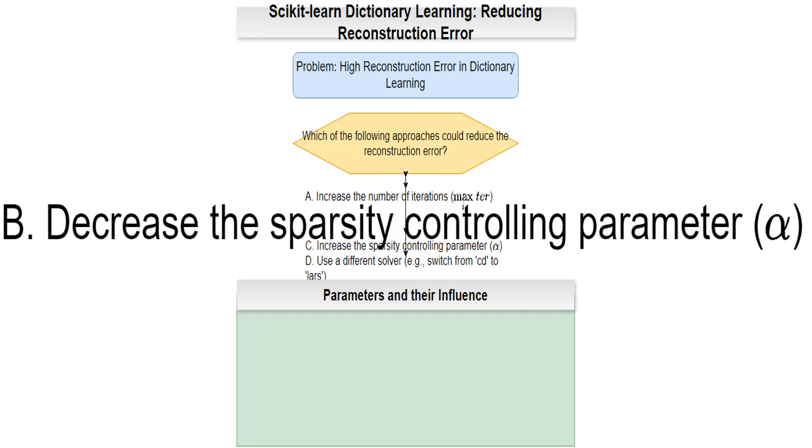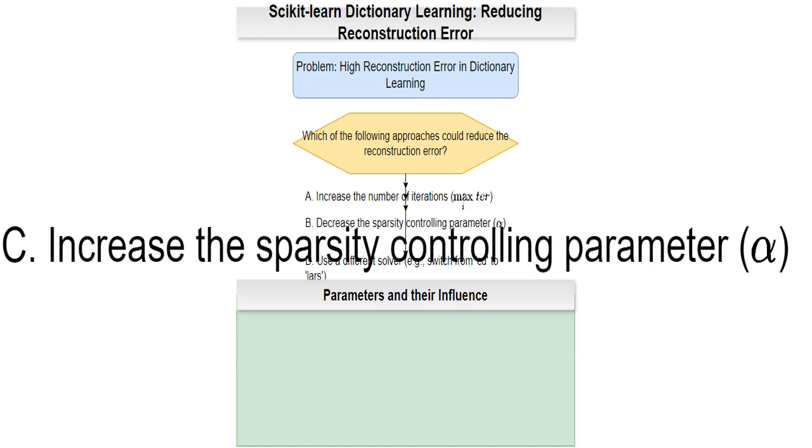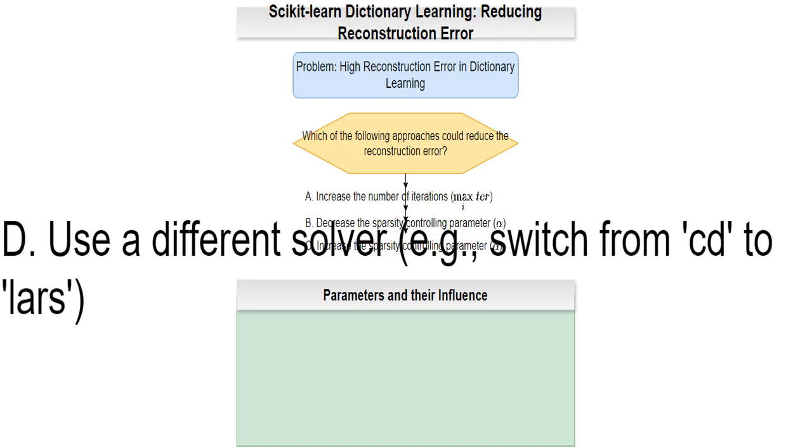Here, _alpha controls how simple, or sparse, the representation is. Decreasing _alpha allows more complexity, potentially capturing more detail. It's like having more types of Lego pieces to use. Increasing alpha makes the representation simpler. While this can be good in some cases, it might lose important details, increasing reconstruction error. It's like having too few Lego pieces for a detailed castle. Different solvers use different techniques to find the best solution. Switching solvers is like changing construction techniques to see if you can build a sturdier and more accurate castle.